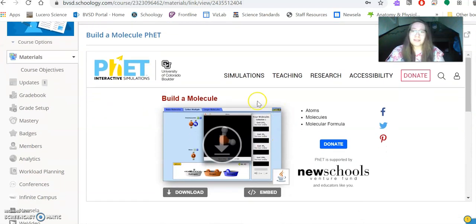Something to note about the Build a Molecule PhET is that it is a JavaScript PhET. Not everyone's computers will be able to run JavaScript. So if you're one of those people, then don't worry about it, sign off on it, and be done. We're not going to penalize you for not having access to a computer or technology such as JavaScript.